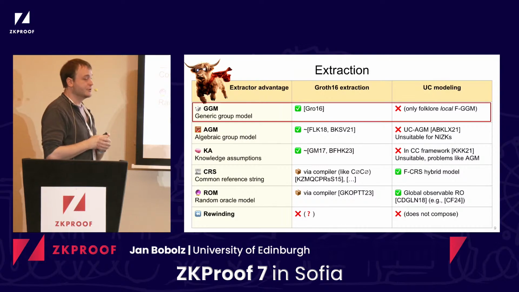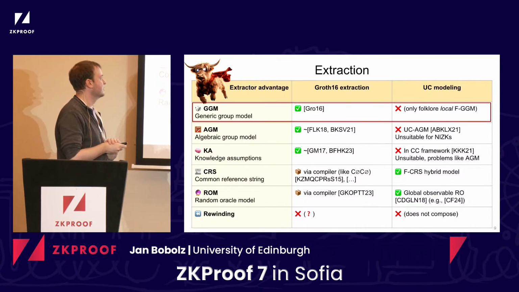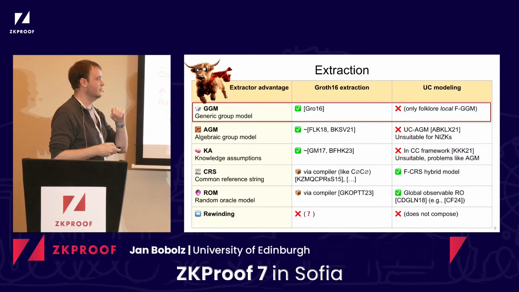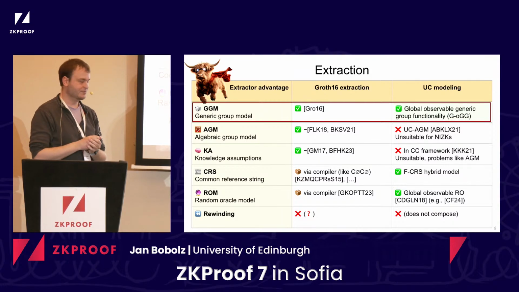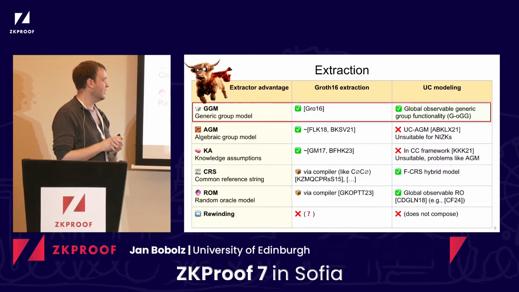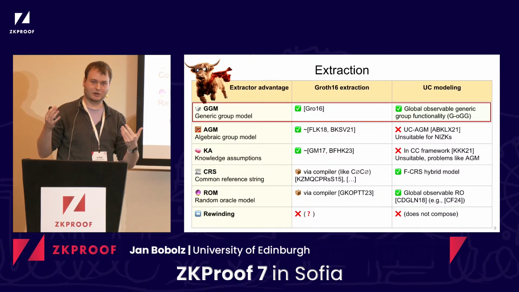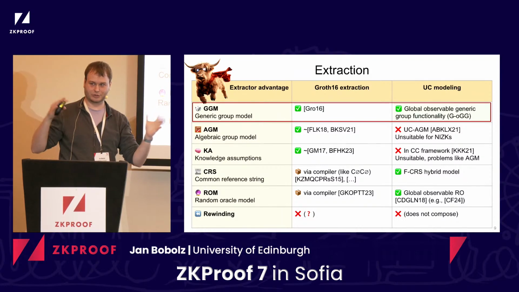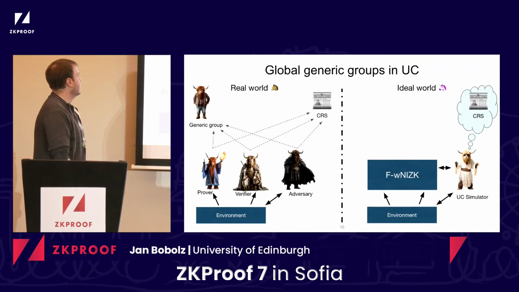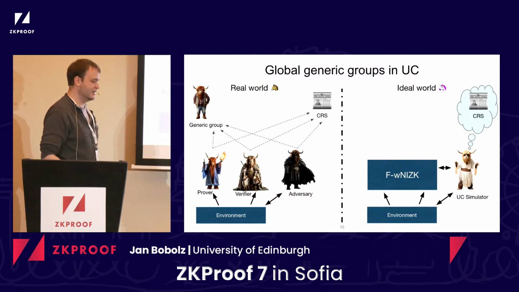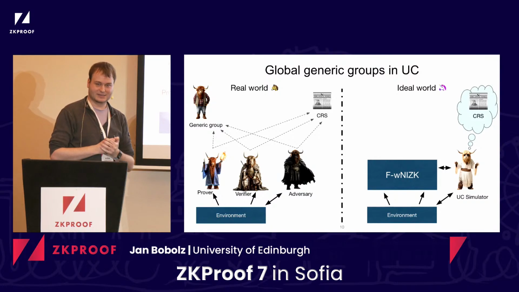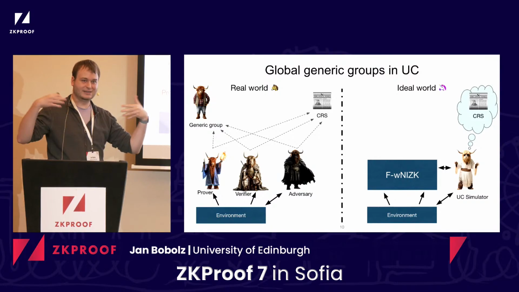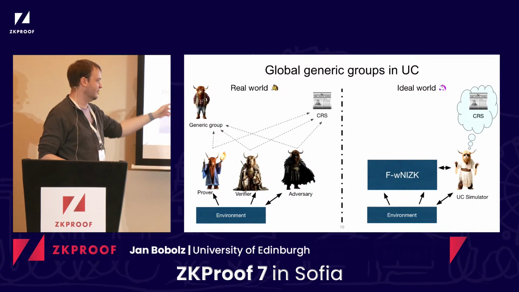Okay, so what do we do about it? We are going to come up with a better model in UC for the generic group. And we will call this the Global Observable Generic Group Functionality, GOGG. The idea will be that this functionality will be global, meaning that it will be shared by many different protocols. How is this modeled? This is basically the old picture. If we want to say that this generic group is used by many different protocols as well as our own protocol, there's an easy way to model this in UC, because we already have an entity that represents all of the other protocols, and that's the environment.